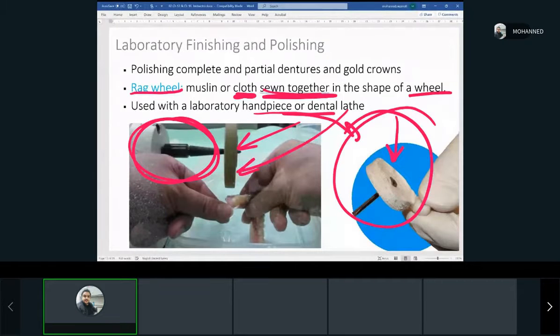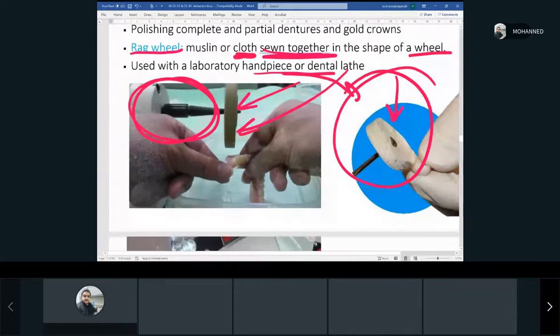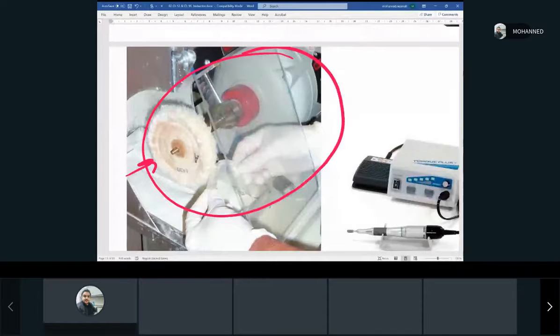And they use it a lot to polish complete and partial dentures and the crowns. And again, they do a lot of polishing in the lab for all kinds of different things. But you'll see that even in our lab, we use it to polish our work next semester. This is the lathe machine that you see here. And this is the rag wheel in it. And we actually have this in the lab. Well, we don't have it in the lab. We take it in and out.